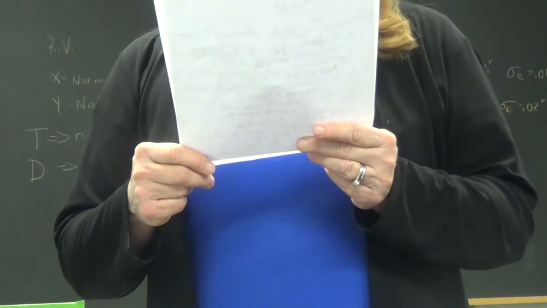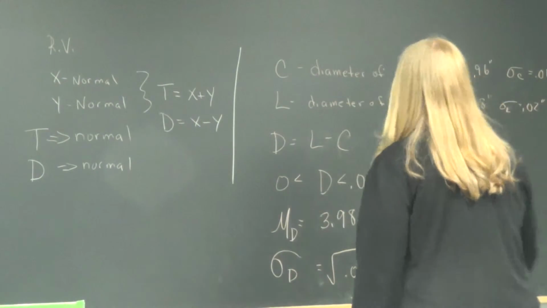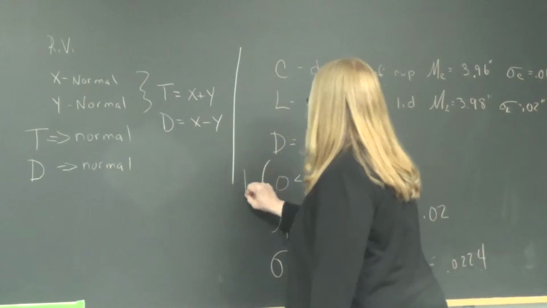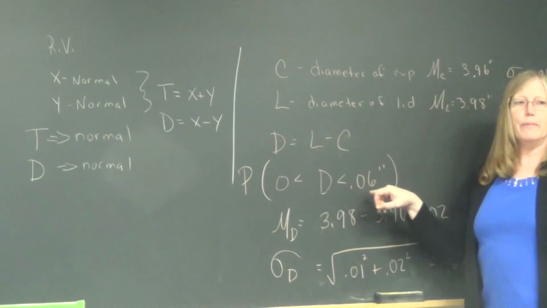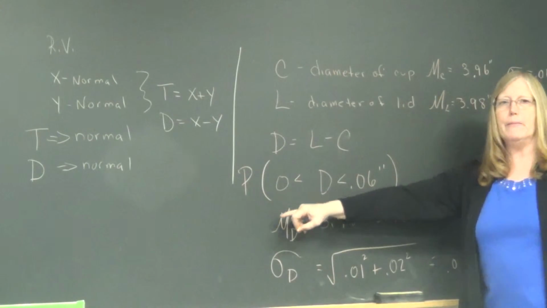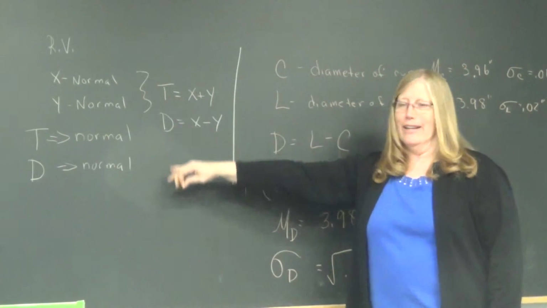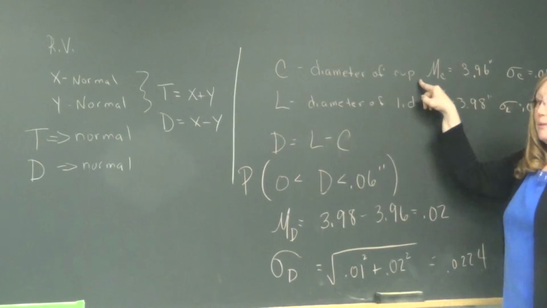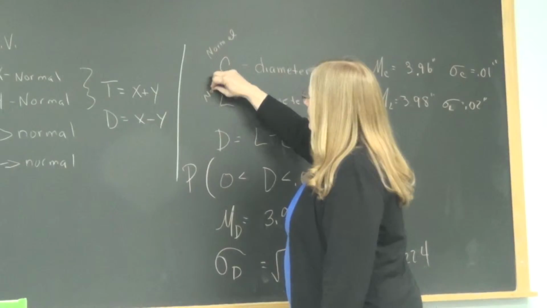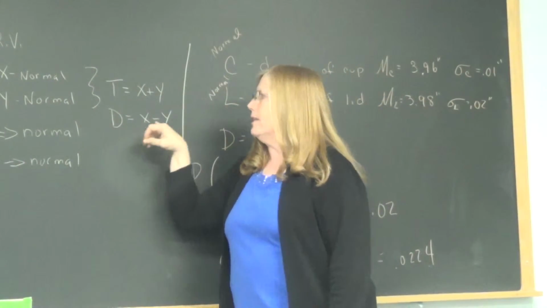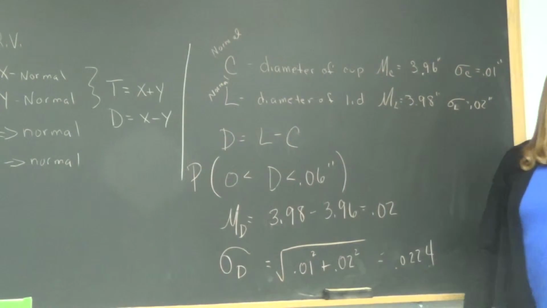Let's say I want the probability that this occurs. No, it's not that I want the probability that the difference is between 0 and 0.06. So I'm finding a probability. This is an interval. That's why I had to do this little stuff here, because this is a normal distribution. From what I said earlier, the difference is as well. So we can find this interval using the normal curve.